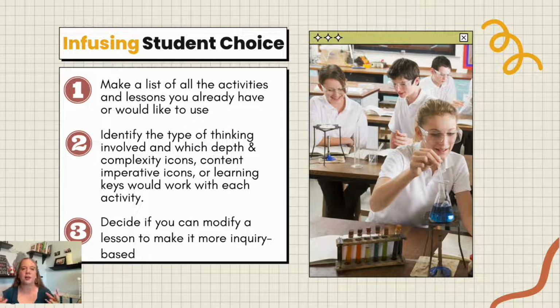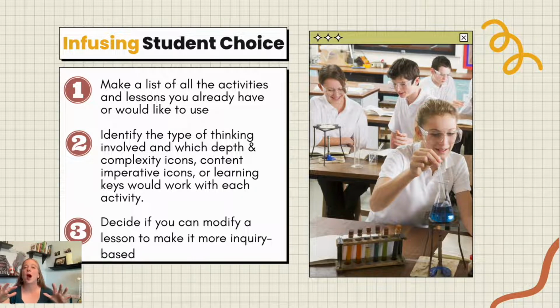After you've got those activities, you'll want to identify the type of thinking involved. Again, this was originally for the Orange County GATE conference with gifted learners, where we use icons like depth and complexity icons, content imperative icons, or learning keys. So if I'm using it for my gifted learners, I would think about which icons would go with them the best.